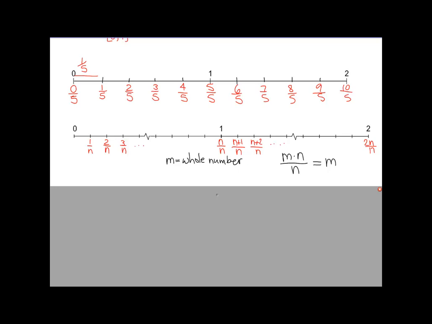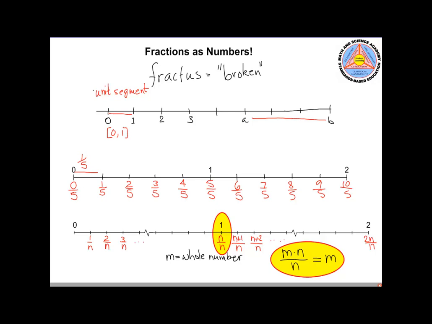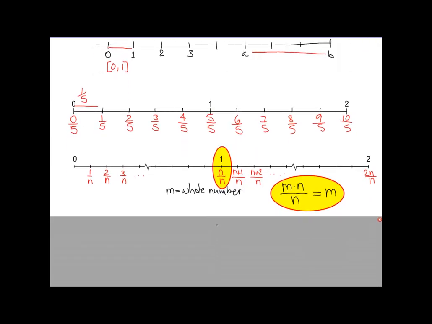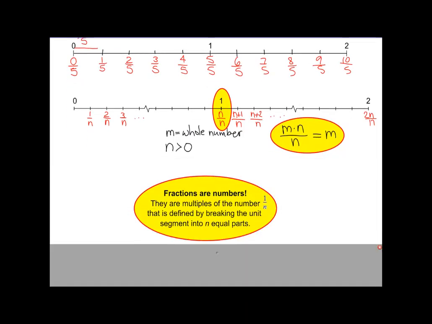Let's highlight that one because it's an important result. There we are. And probably the most common use of this fact is when we notice that 1 is equal to n/n. Any whole number over itself as a fraction represents the whole number 1. I should point out that for the purposes of this discussion, we have limited ourselves and should be aware that we're talking about n greater than 0. So, in short, a fraction is a number that is a multiple of the number 1/n that we define by breaking the unit segment into n equal parts.